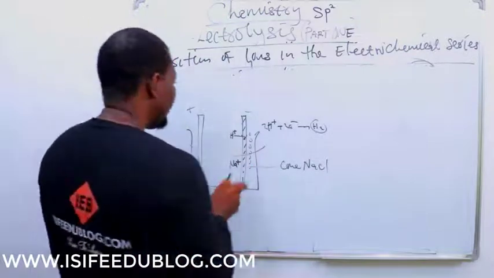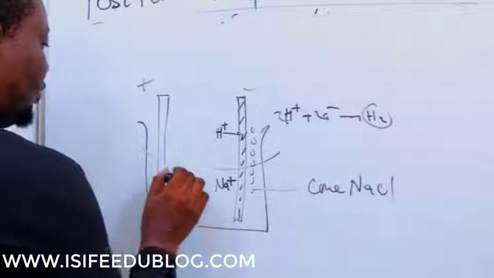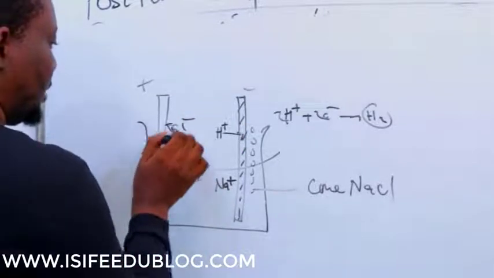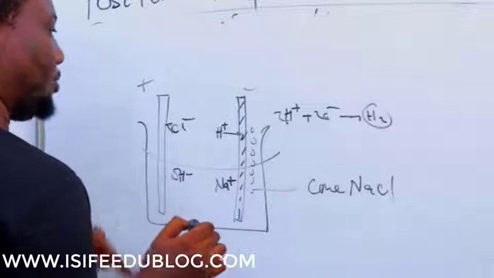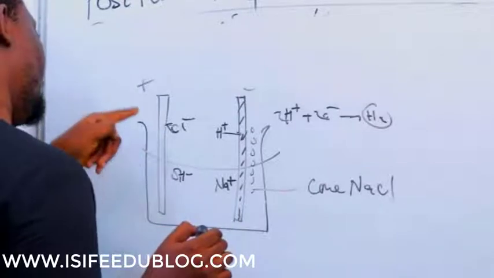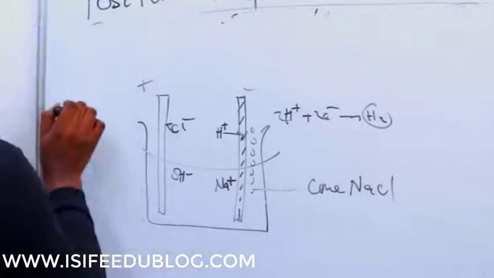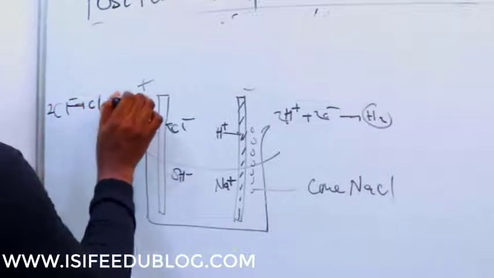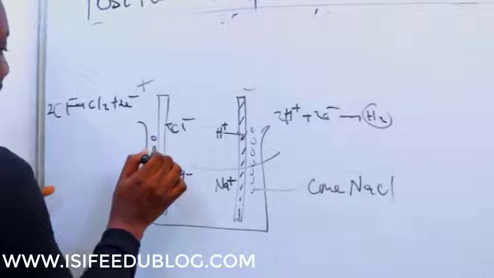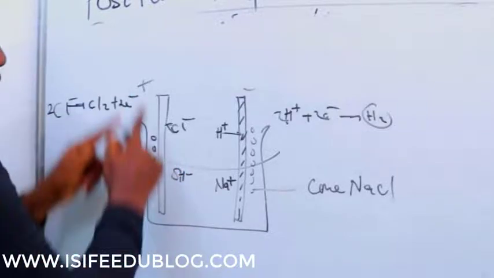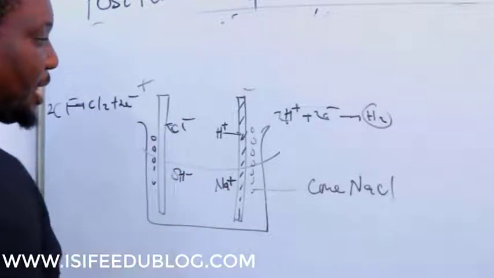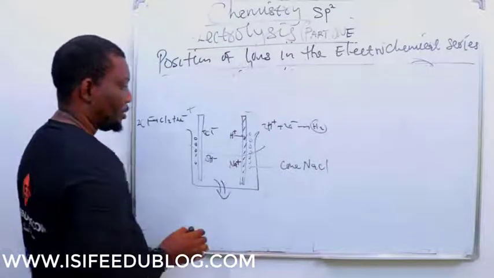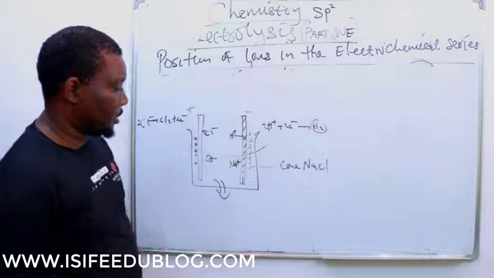And then coming over here, OH- will remain down. Cl- is the one that goes. If it goes here, it gives its electrons to the electrode, so 2Cl- will give you Cl2 plus 2e-. So here we're going to have effervescence because the gas here is also chlorine.